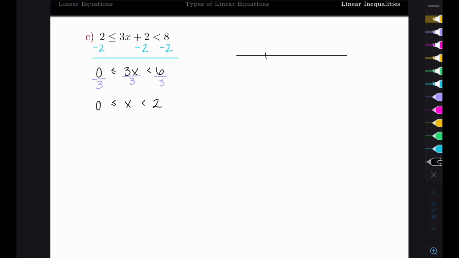So I really have 2 important numbers, 0 and 2. We can equal 0, so I can fill that in. Cannot equal 2. And we can take all x values in between. So our solution in interval notation will be 0 to 2. Bracket around 0, parenthesis around 2.